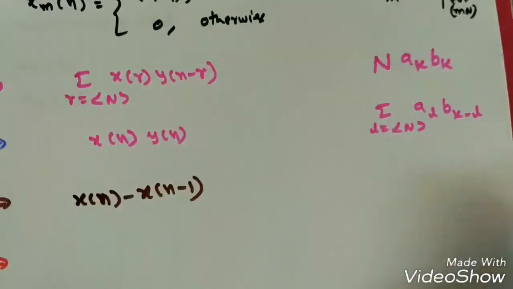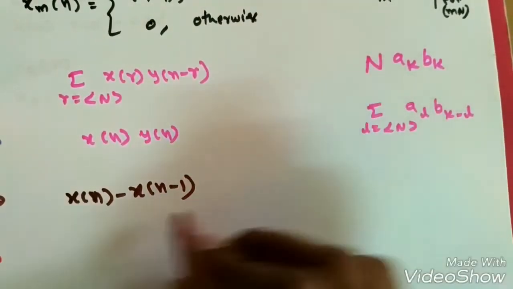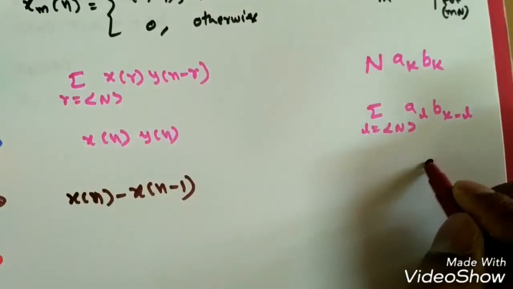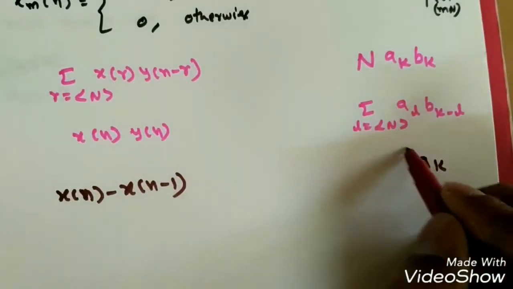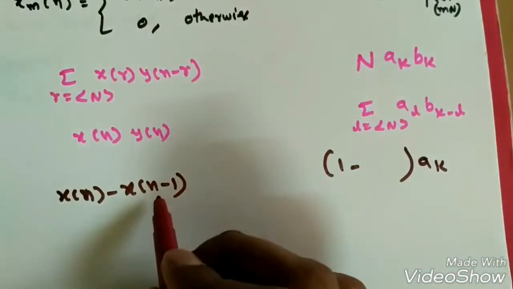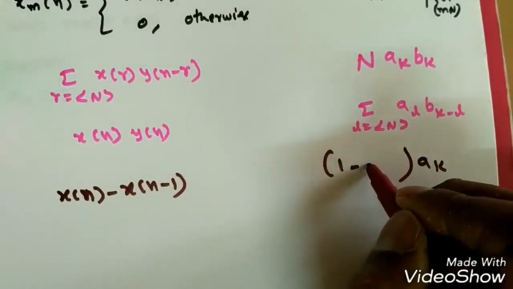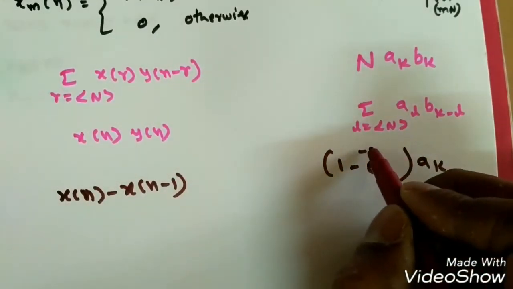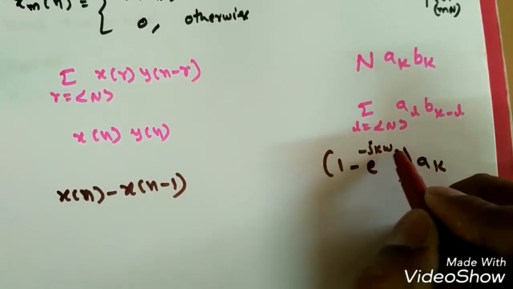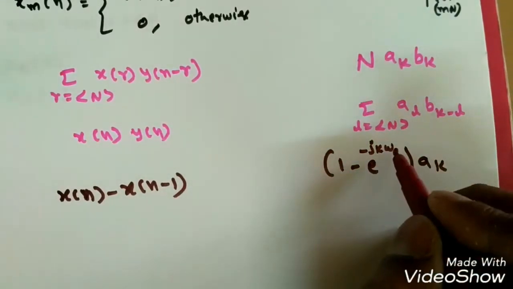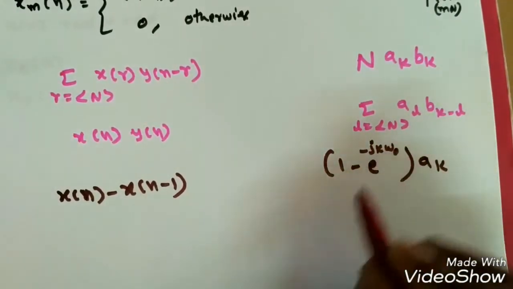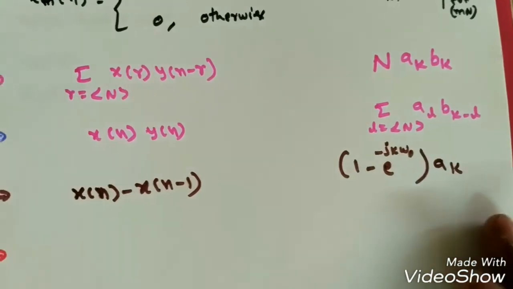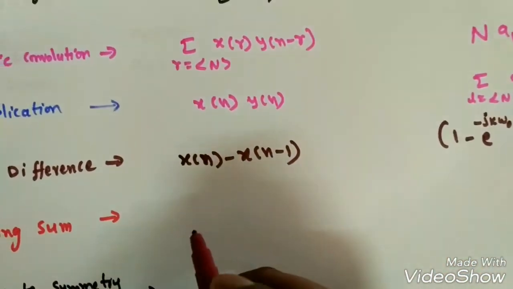So what is this one? If I take x of n, with ak common, this will be 1 minus, since this is a shifted version, minus means minus jk omega naught into n naught. n naught is given as 1, so we get 1 minus e power minus jk omega naught into ak. Similarly, what is the running sum?